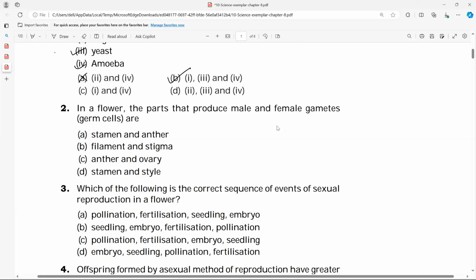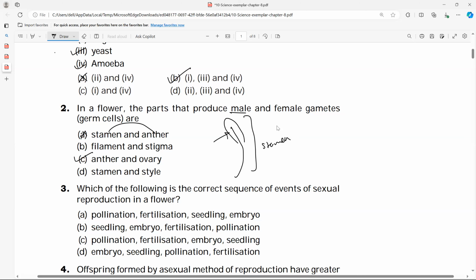Option C. The flower. Here we have flower, the part that produces male and female gametes, germ cells, are called. So male gamete is produced by anther and the female gamete is produced by ovary. Stamen and anther are the parts of the male reproductive system. Actually, stamen is together, anther is this one. That's why it is incorrect.